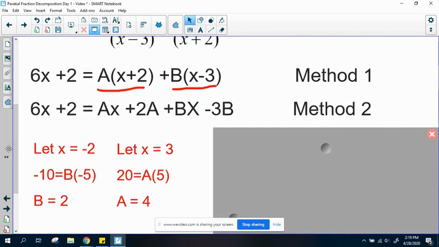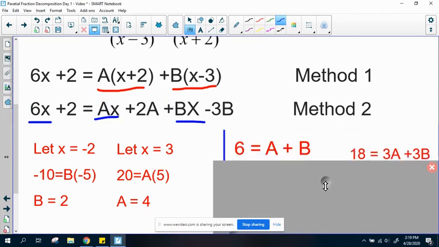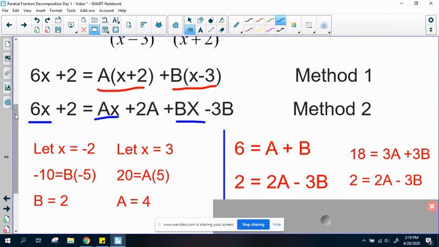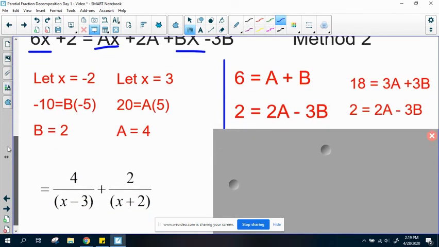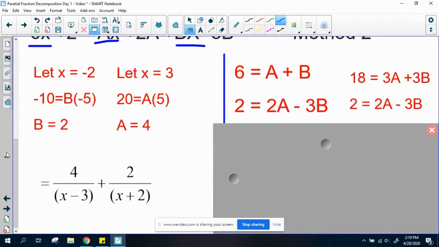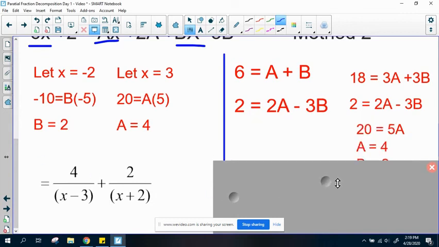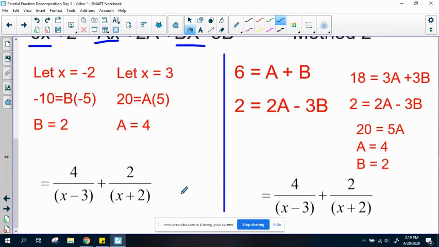Okay, if you went with method 2, you would distribute a, and then you would come up with a system. So the system would be, remember, my x's have to be the same. So here's 6x, here's an ax, and here's a bx. So I have 6 equaling 1a plus 1b. And then I would have 2 equaling 2a minus 3b. There's my system. And then you could use a graphing calculator with row reduced echelon form to solve with matrices, or you could just simply solve it by hand. It wouldn't take you that long. Either way, you end up with the same answer, whether you do method 1 or method 2, and that's it.